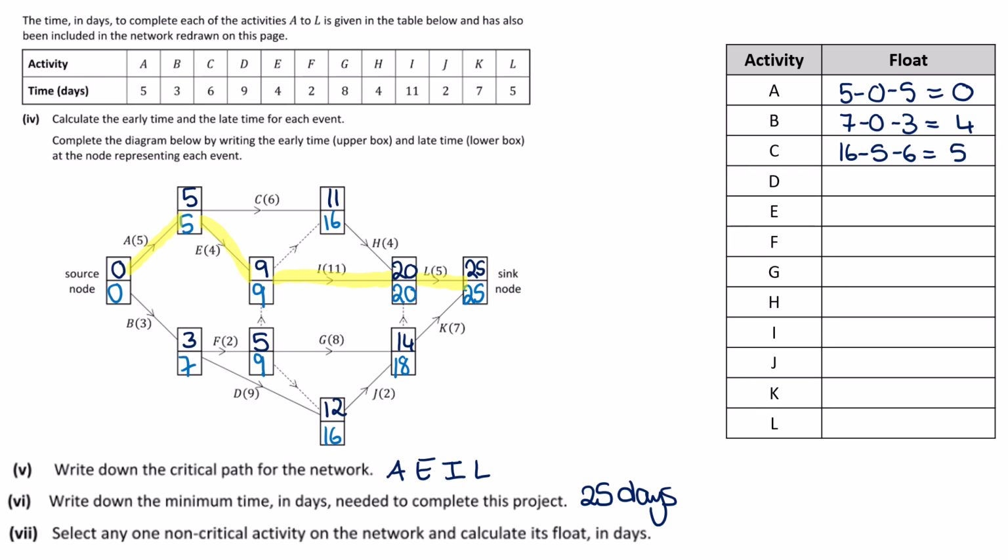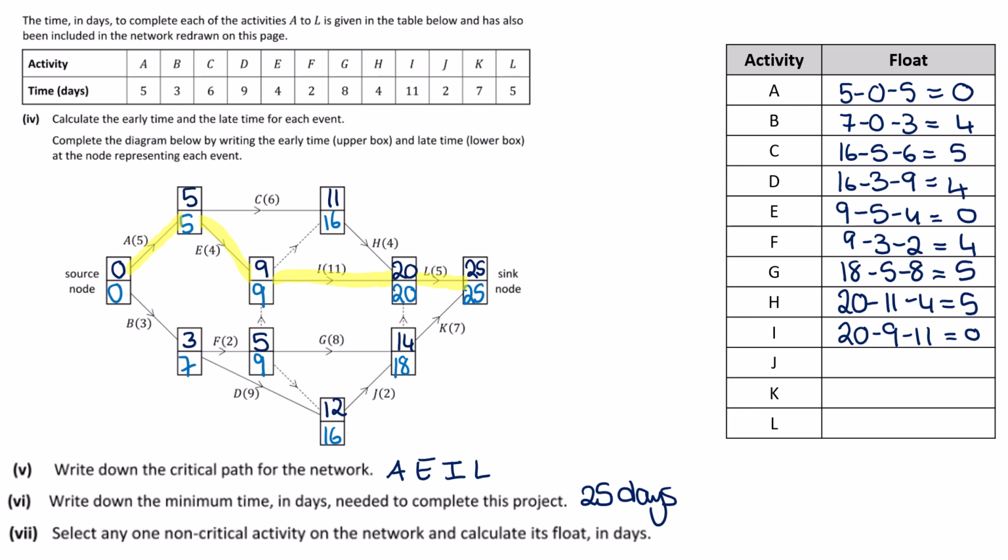D is 16 minus 3 minus 9, which gives us 4. E is critical, so 9 minus 5 minus 4, which is 0. F is 9 minus 3 minus 2, which is 4. G is 18 minus 5 minus 8, which is 5. H is 20 minus 11 minus 4, which is 5. I is critical, so 20 minus 9 minus 11, which is 0.